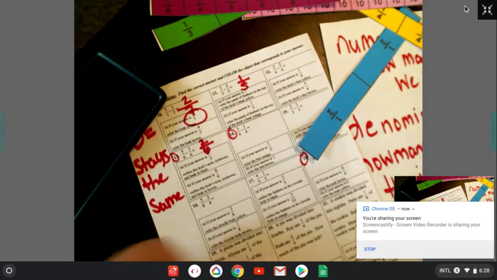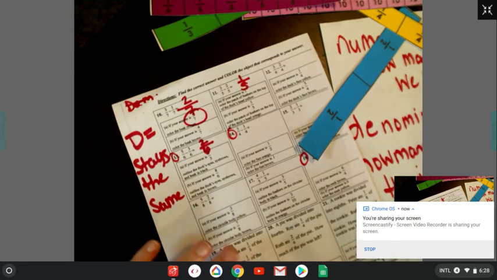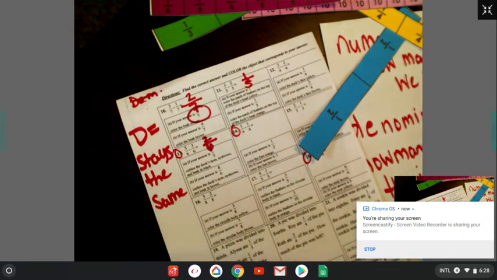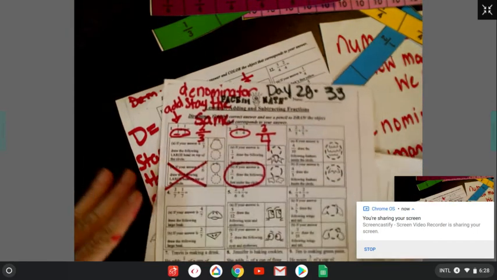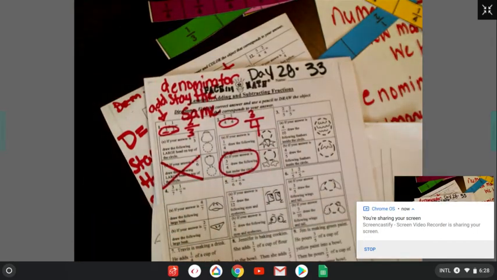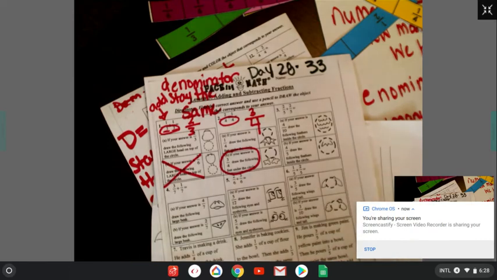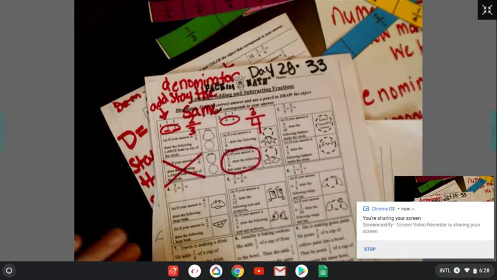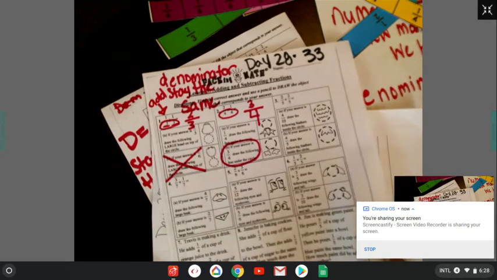All right, in the previous video, we talked about adding fractions with like denominators. And just to be clear, sometimes you will add fractions with unlike denominators, but right now we're just focusing on like denominators. So when you're adding with like denominators, these are the directions you would follow. Next year, you will talk about unlike denominators more. So those directions are just for like denominators.